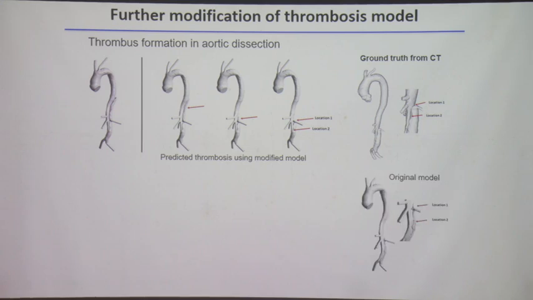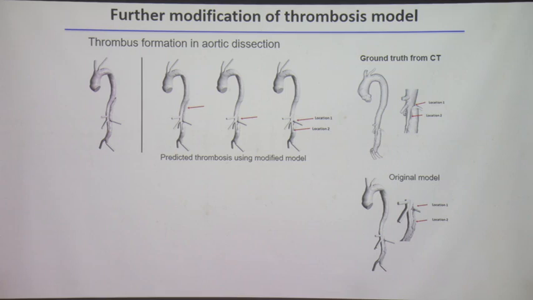But if you look at the details of the original model, where I pointed out earlier that we had a pointed tip here in the false lumen, which never gets thrombosed, that problem, after considering the thrombus breakdown incorporated into the modified model, this error had been eliminated.